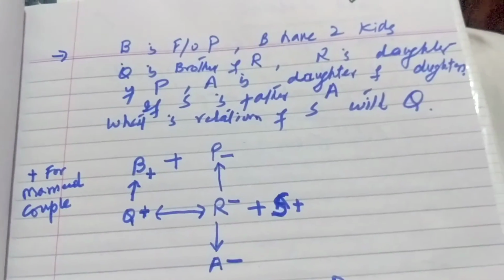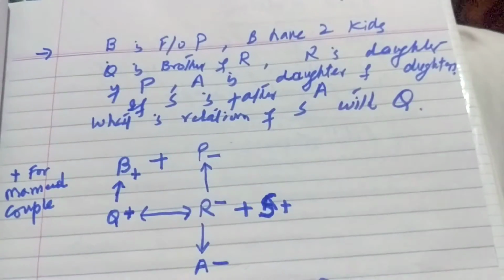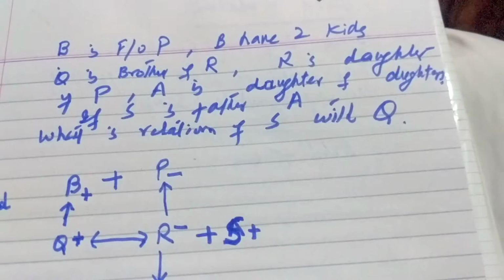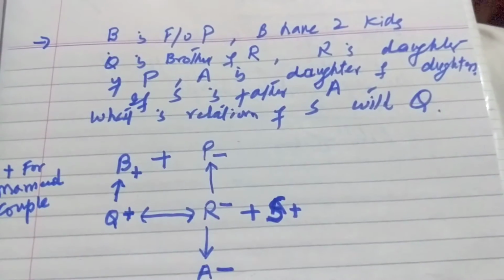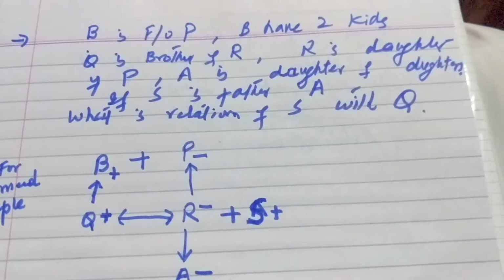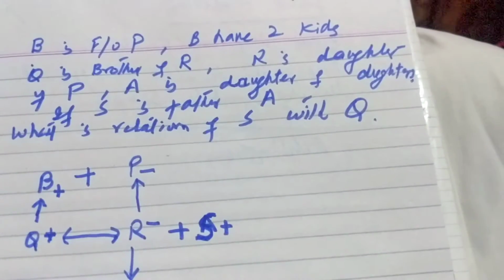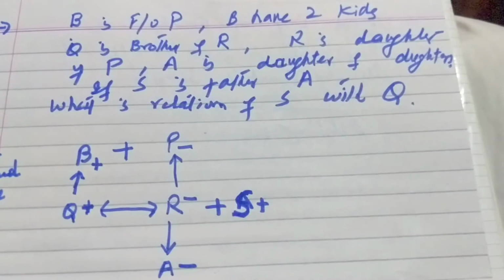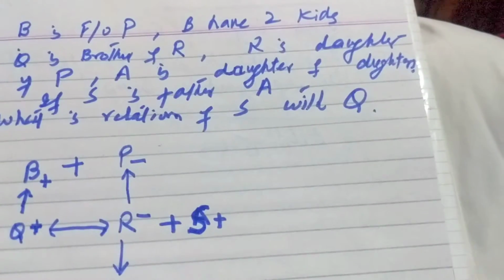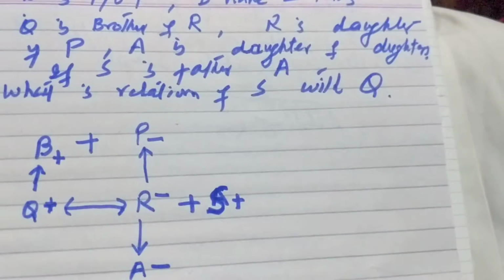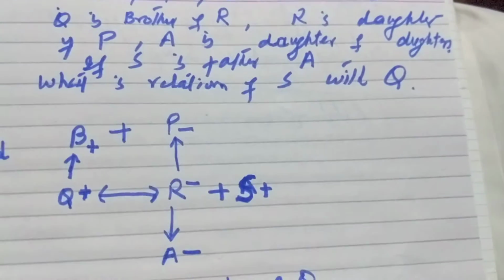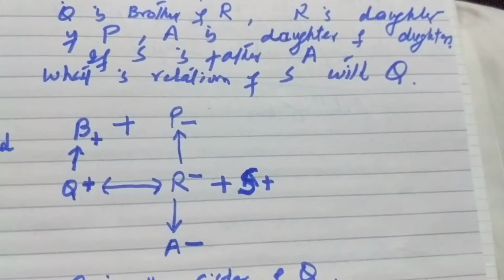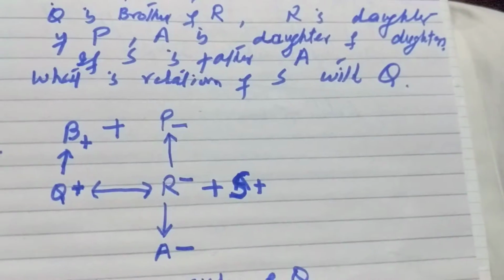Now let's start to solve a question. B is father of P, whereas B has two kids. Q is brother of R, who is daughter of P. A is daughter of R, S is father of A. What is the relation of S with Q?